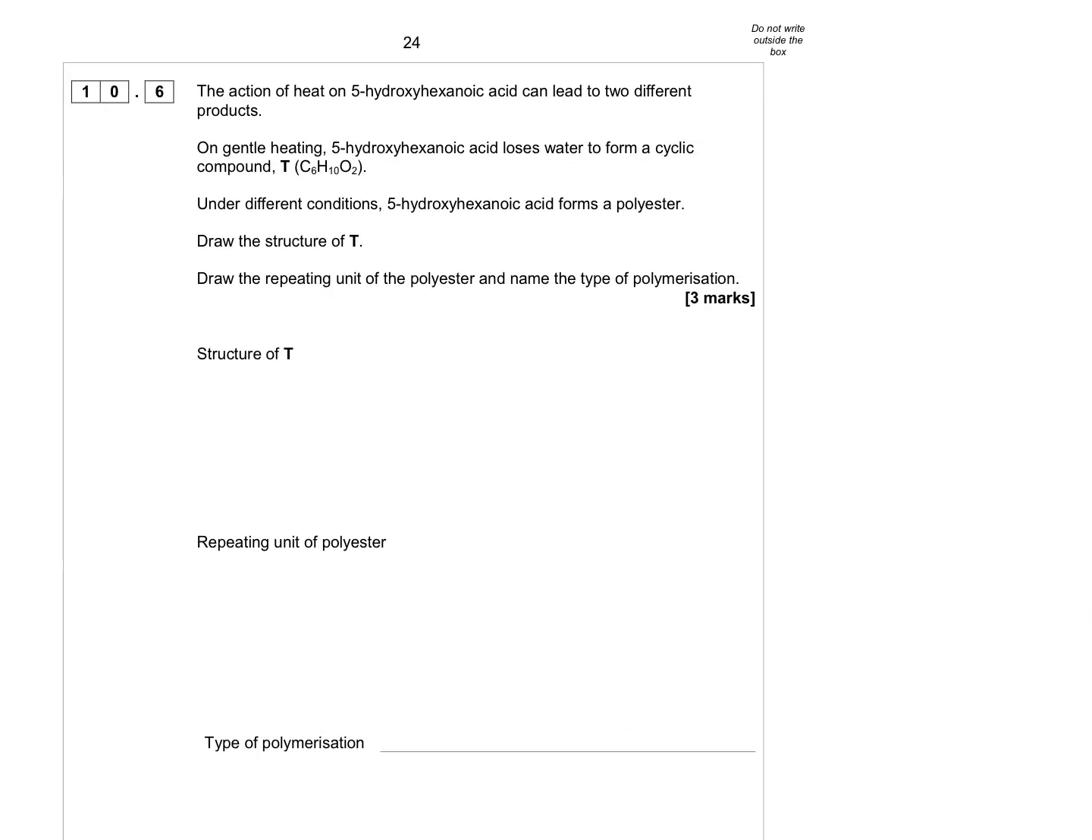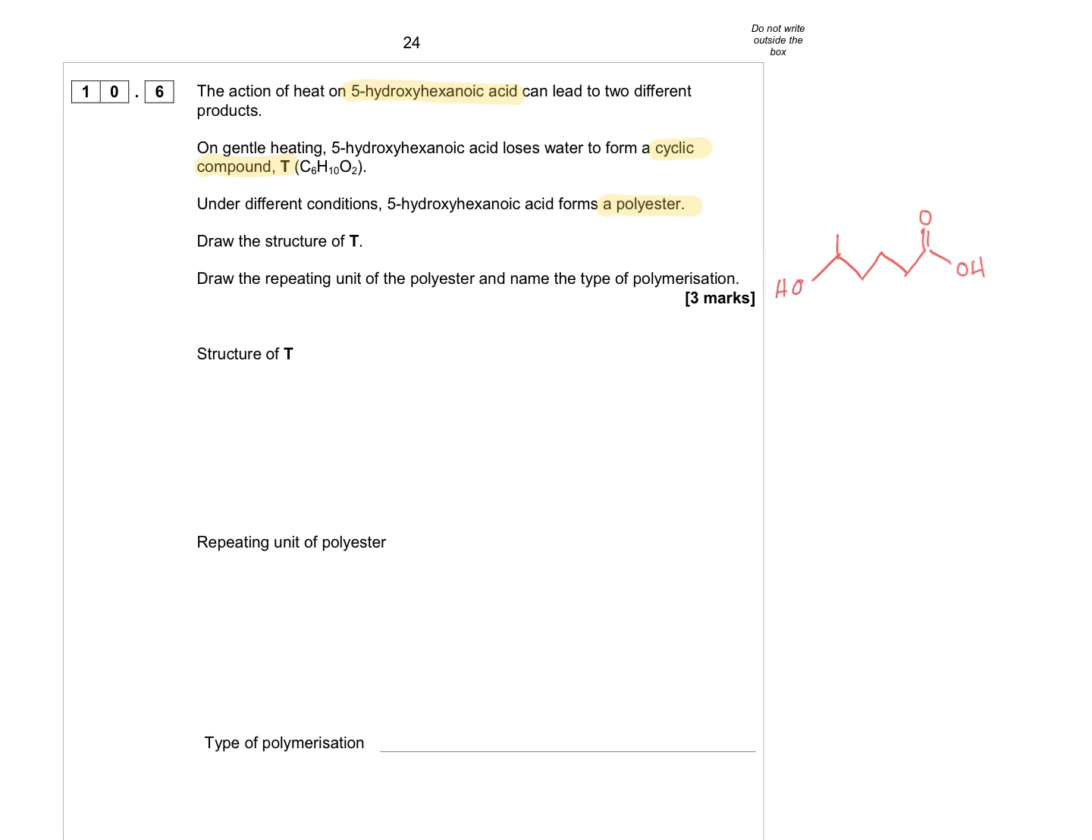So 10.6 is about 5-hydroxyhexanoic acid. If you draw this out, you'll see that it's got 6 carbons, and it's got a carboxylic acid at one end, and at the other end, or not quite at the end, but one away from the end, it's got a hydroxy group, so an alcohol. And because it's got a carboxylic acid and an alcohol, you can form an ester.